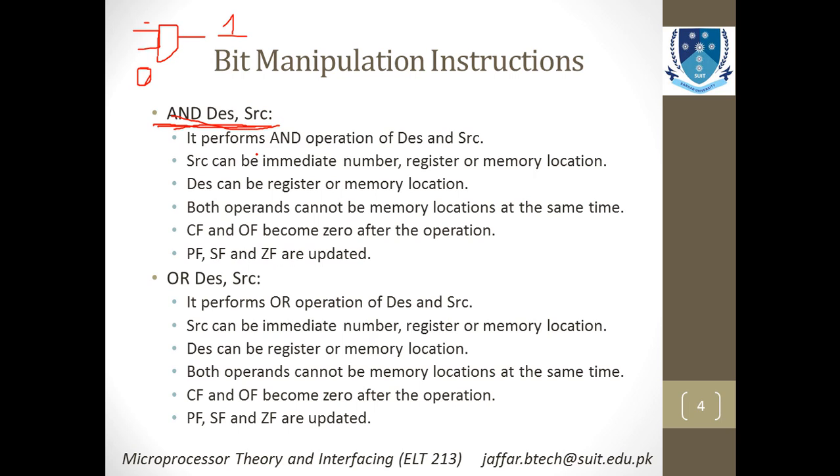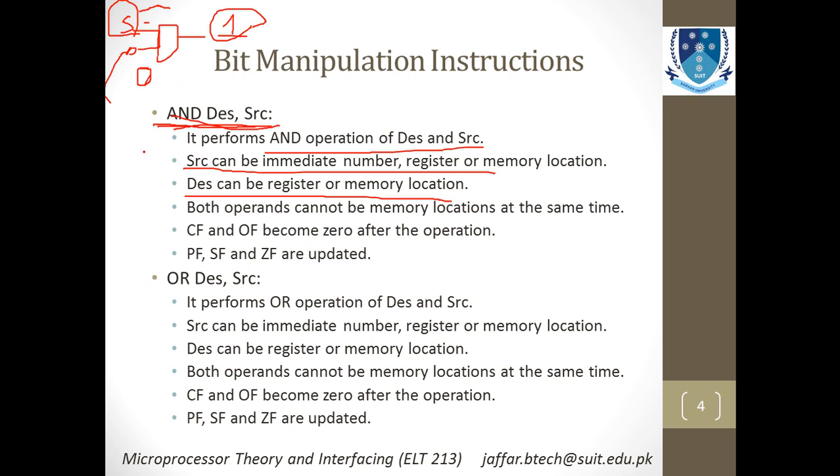Similarly, these instructions will perform the AND operation of source and destination. The source can be an immediate number, or it can be stored in a memory or register or any memory location. And the destination can be a register or it can be taken from any memory location. Let's say this is destination and this is source. You can take this destination from any register or from any memory location. But you can also take this source from a number, or from a register or from another memory location.